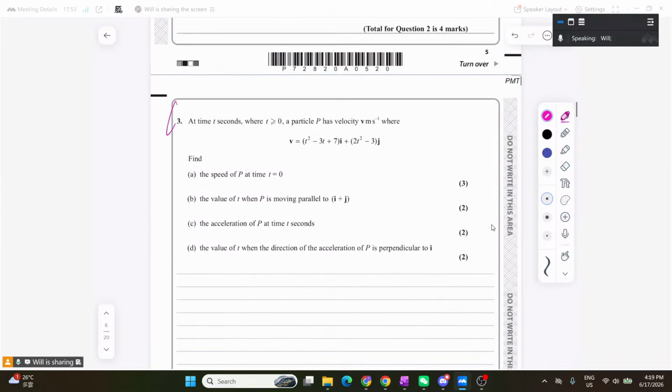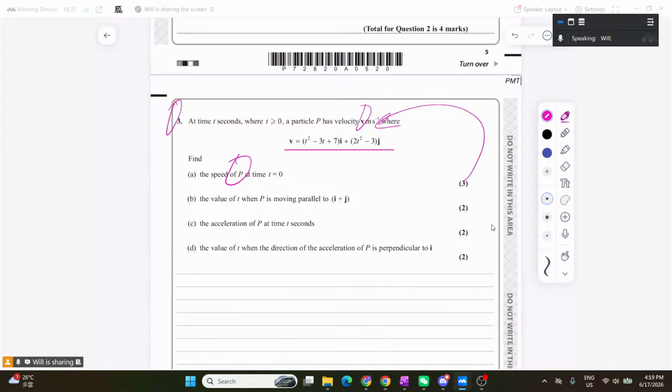This one is the motion. We already know the velocity. First, we need to get the speed. How do we get the speed? How do we establish a relationship from the vector form of the velocity to the speed of P? Just substitute 0.